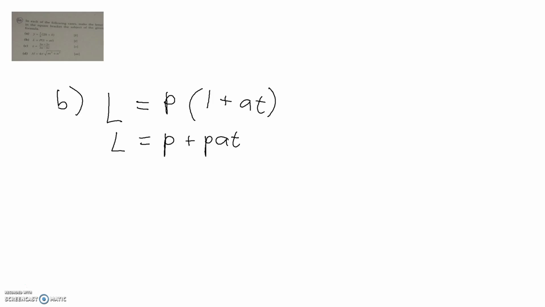Miss Chan? Yes? Why won't you divide both sides by P first? You can do that as well. Okay. Yeah, you can do that as well. So as you can see, sometimes there are different ways to get to the solution. So since we want T to be the subject of the formula, let's have PAT on the left side, and then we will have L minus P. So in order for us to make T the subject of the formula, we can divide throughout by PA. So it's L minus P over PA. And there you have it. That is the answer to 10B.